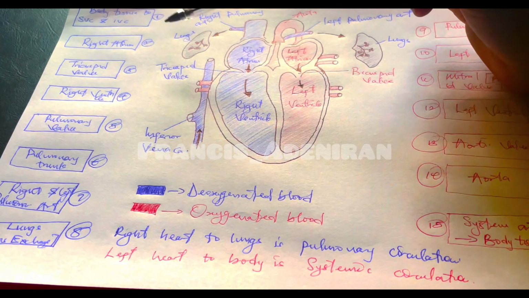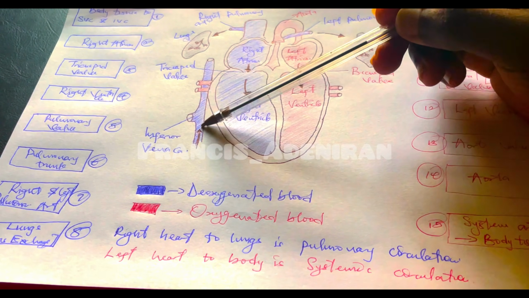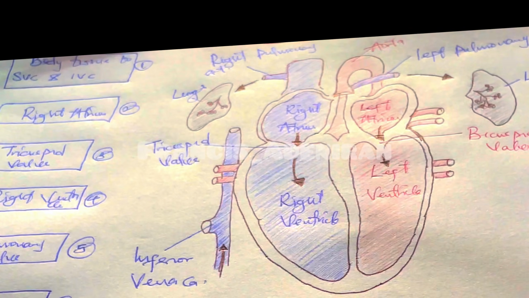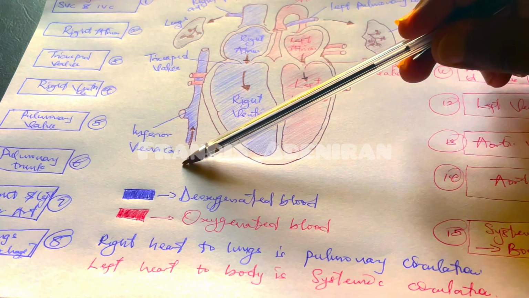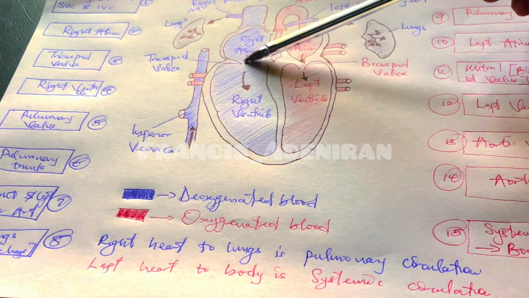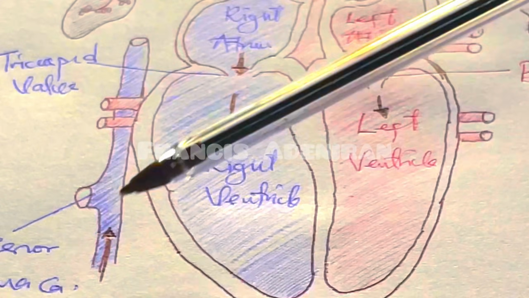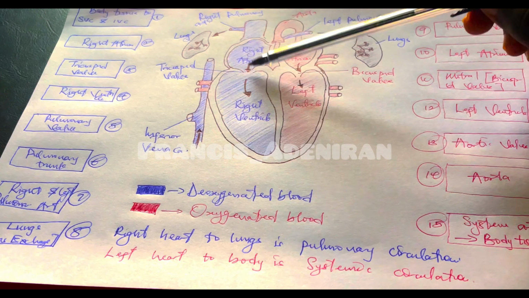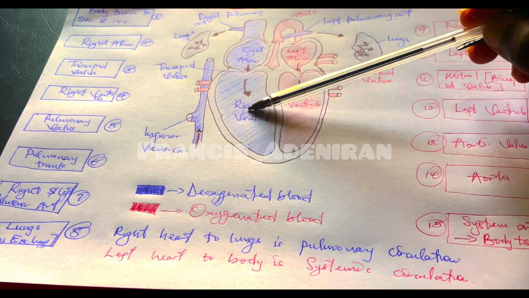So deoxygenated blood from the lower body comes through the inferior vena cava, and the one from the upper part of the body comes through the superior vena cava and drains into the right atrium. So here is the right atrium. Blood from the inferior vena cava and the superior vena cava drains to the right atrium, passes through the tricuspid valve. Now, valves are the structures that prevent backflow of blood. So the blood drains into the right atrium, passes through the tricuspid valve, and drains straight into the right ventricle.